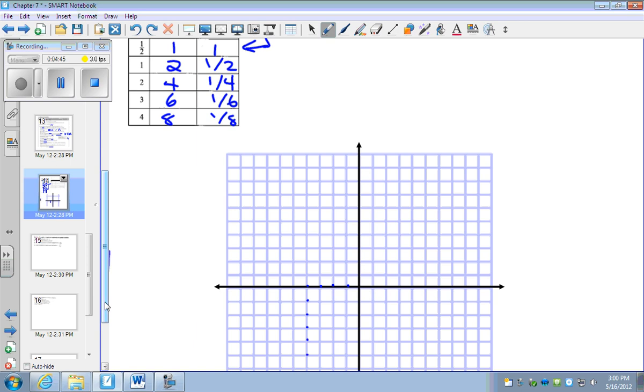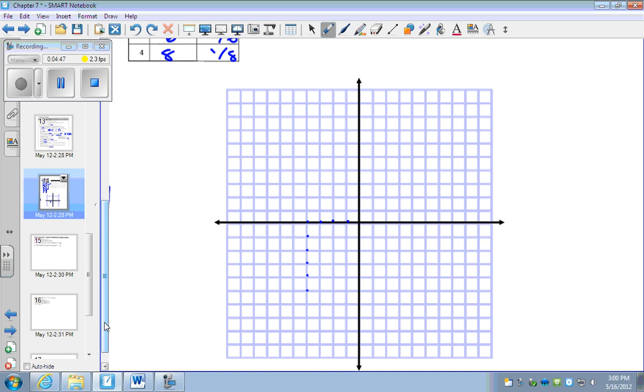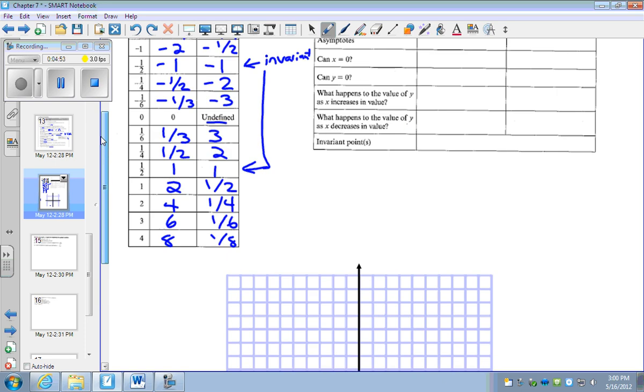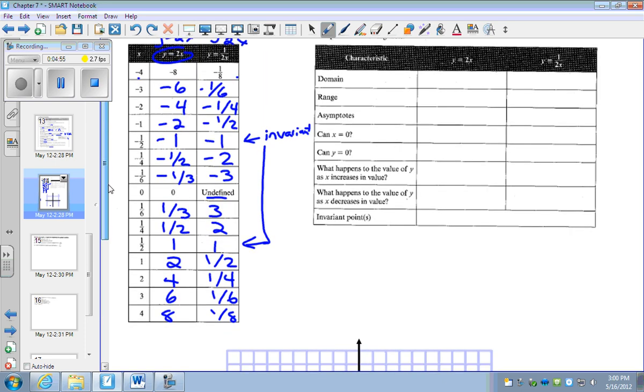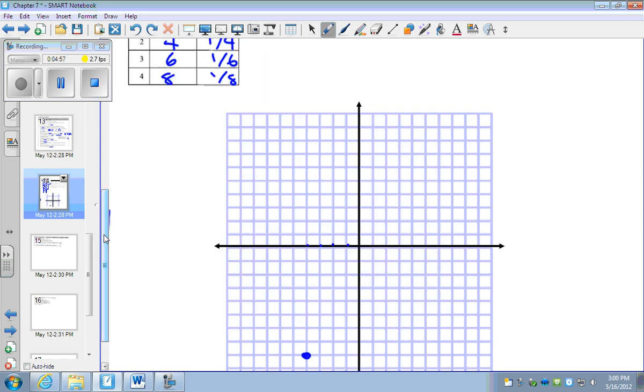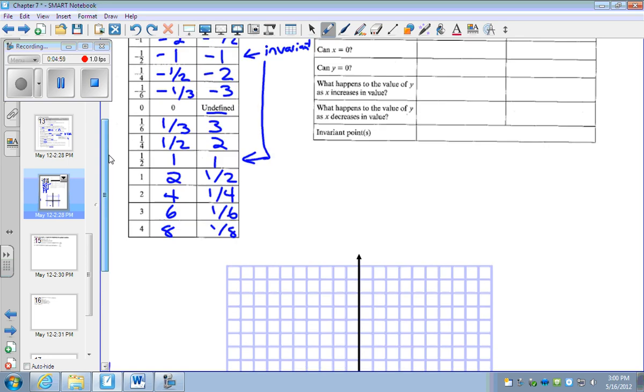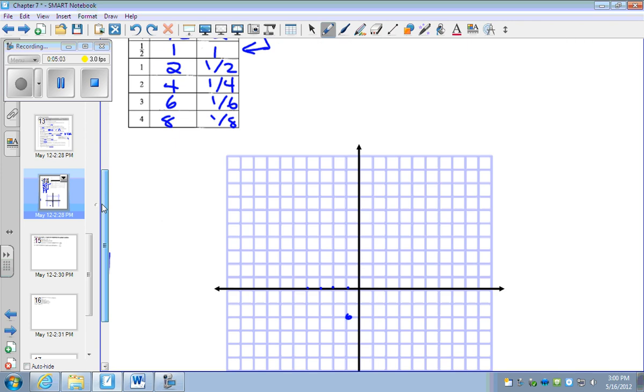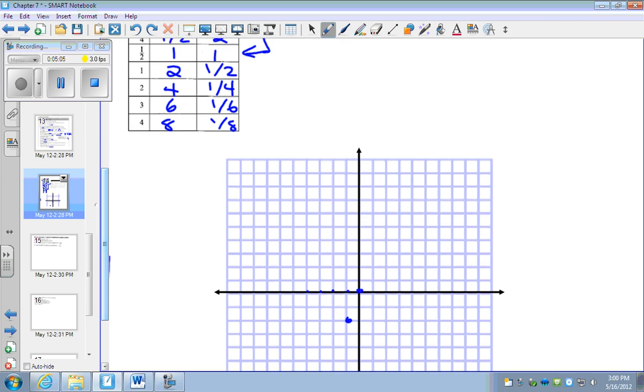5, 6, 7, 8. There's our first point. Okay, our next point, let's do -1 and -2. Let's do a couple more points. We have 0 and 0. We have 3 and 6.